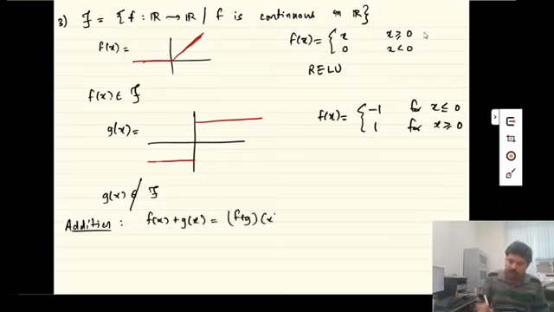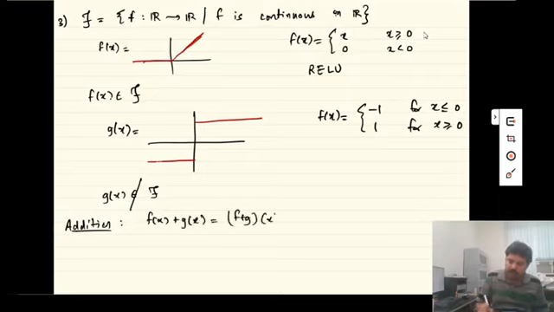So this is how I define addition and scalar multiplication, and under these two operations the set of all continuous functions becomes a vector space. The fourth example that I want to take is a very interesting example. So what is that example? The example that I want to look at is the following.